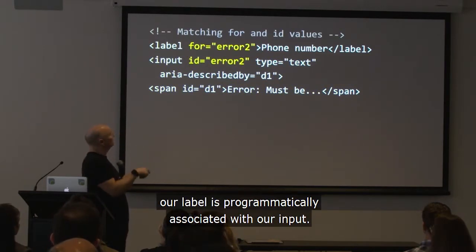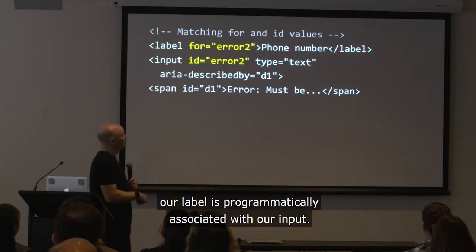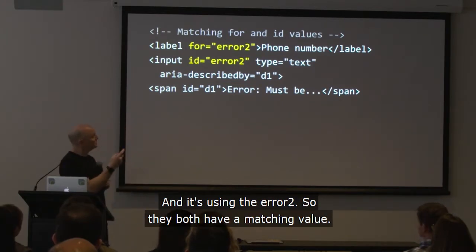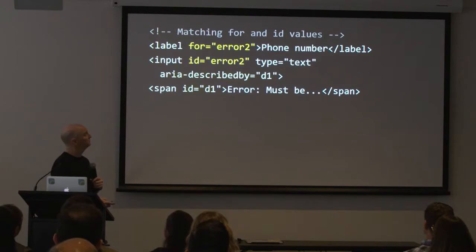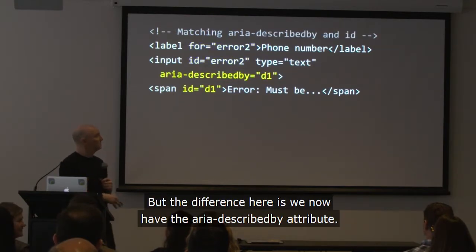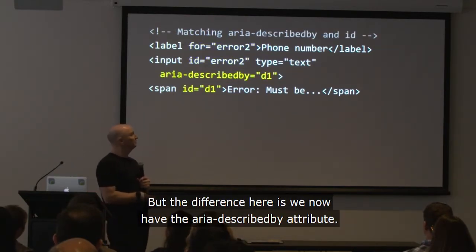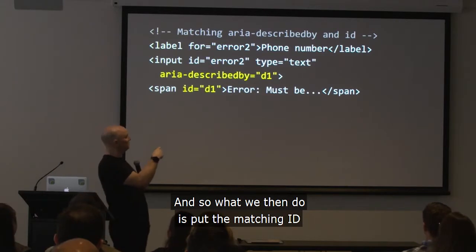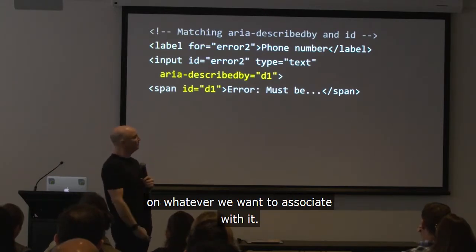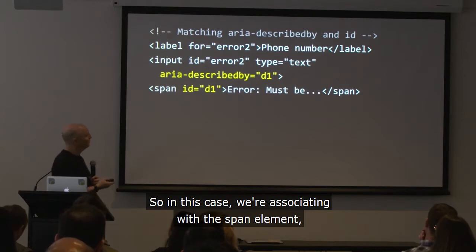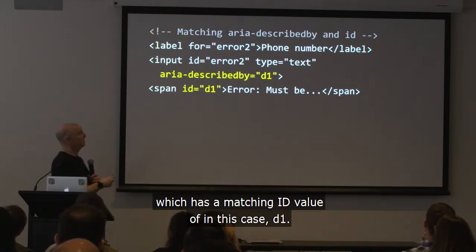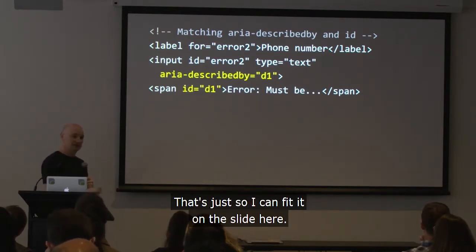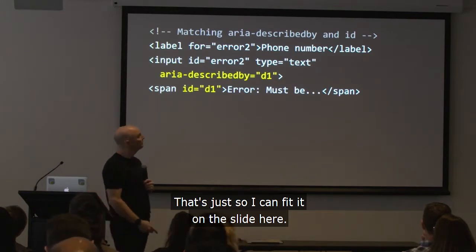As you can see, our label is programmatically associated with our input, and it's using the error2, so they both have the matching value. But the difference here is we now have the ARIA describedby attribute. And what it's saying is this element is being described by another element. And so what we then do is put the matching ID on whatever we want to associate with it. So in this case, we're associating with the span element, which has a matching ID value of, in this case, d1. That's just so I could fit it on the slide deck.